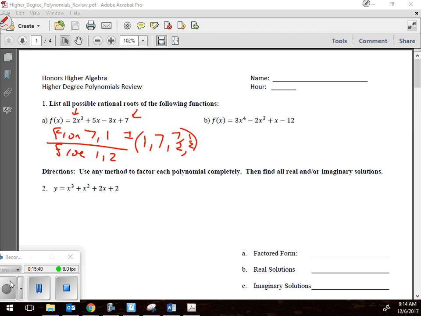Which one actually works? You don't know until you test them with synthetic. You stick them into synthetic and see if it works. So it doesn't say you have to test them, but if I wanted to, I would use synthetic like this and go, does 1 work? 2, oh, there's a placeholder needed. See, there's no x squareds. 2, so then 0x squareds, and then I have 5 x's, and then I have, wait a minute, what the heck? I think that's a typo.